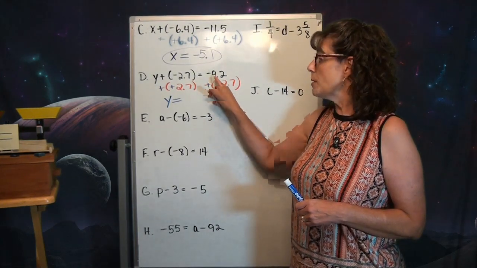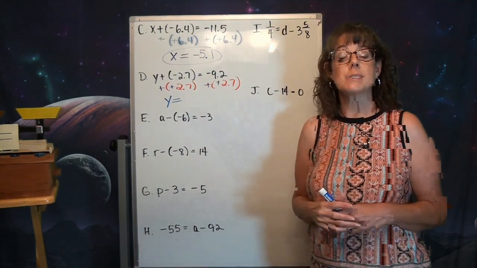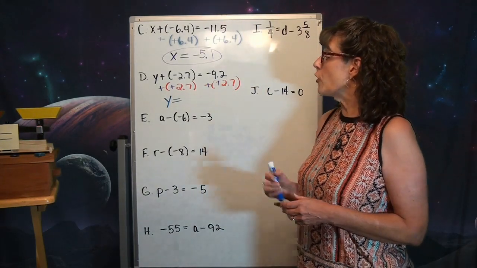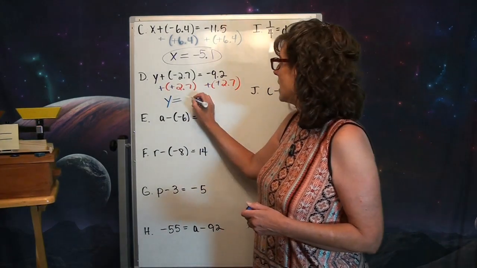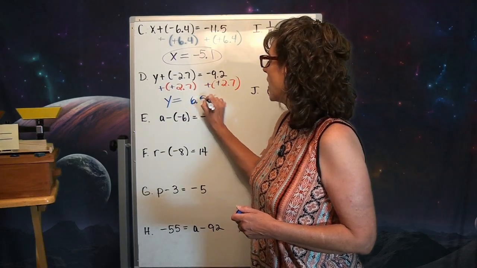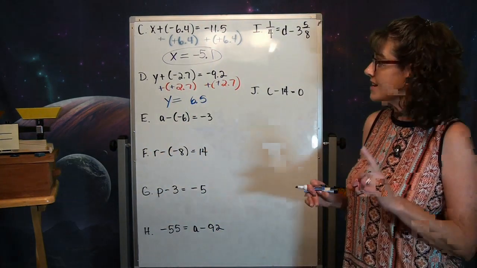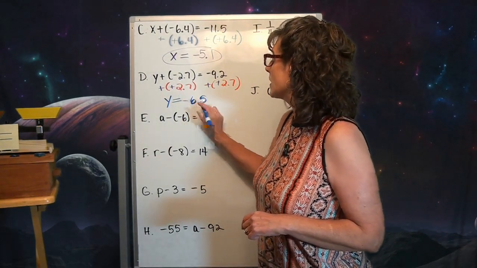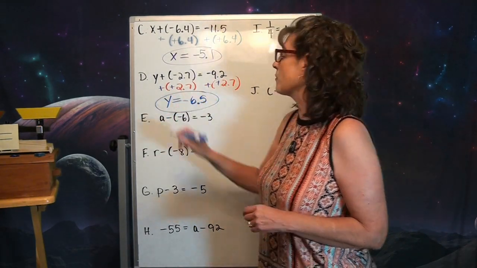And on this side, like in the previous example, I'm going to add two signed numbers. The signs on them are different, a negative and a positive, which means take the smaller digit from the larger digit. So a 2.7 from a 9.2 will give me a 6.5. And then I'm going to take the sign of the larger digit. The sign of that 9.2 is a negative. So that gives me a negative 6.5 for my answer.